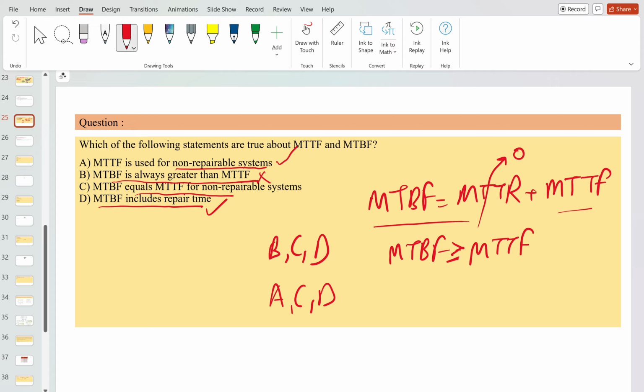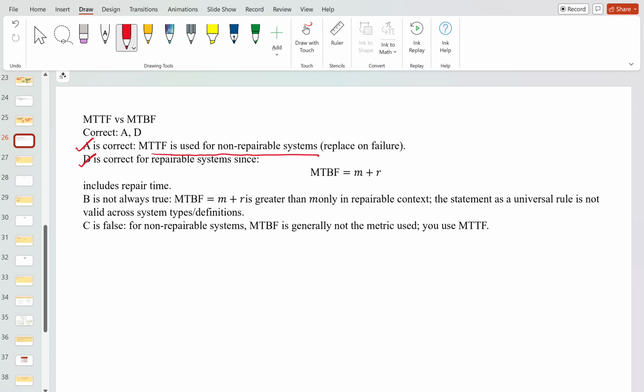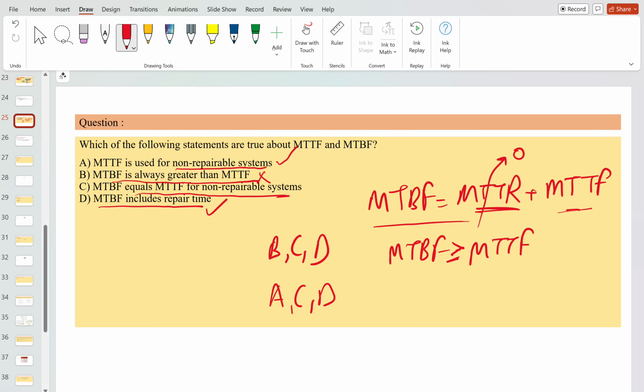MTBF is equal to MTTF for non-repairable systems. That is true. When the repair is not happening, they will be equal. So option C is also okay. For non-repairable systems MTBF is generally not the metric, so you use MTTF. That is also correct by definition. So options A, C, and D are all correct. I will correct that and give you the solution.